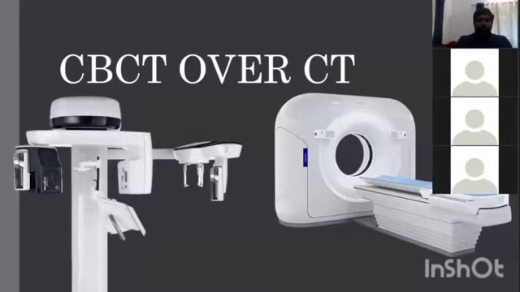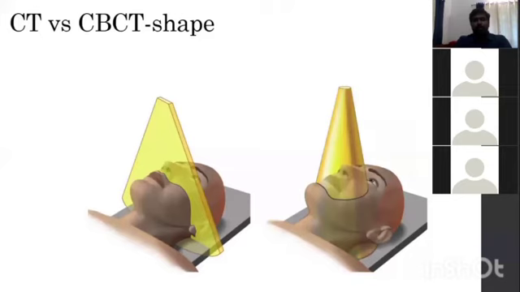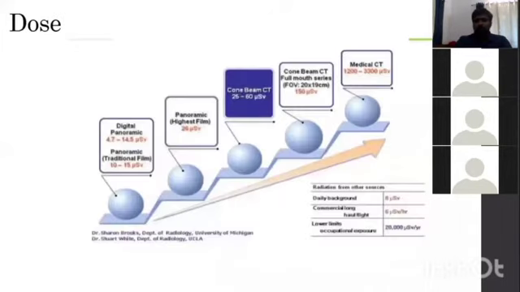There are some specifications of CBCT over CT, like first, the shape of the radiation beam. CT uses a fan-shaped beam that takes multiple axial sections, so the patient gets more exposure to the radiation. But for CBCT, we use a cone-shaped radiation beam to get a volumetric image in a single scan. So the patient will get less exposure when compared to CT.